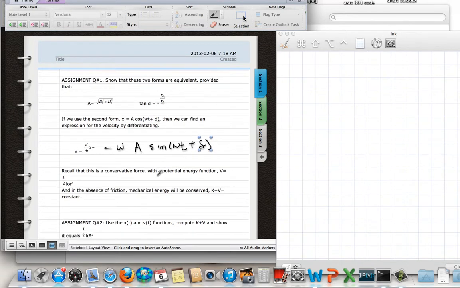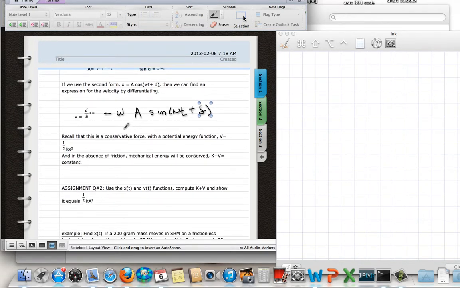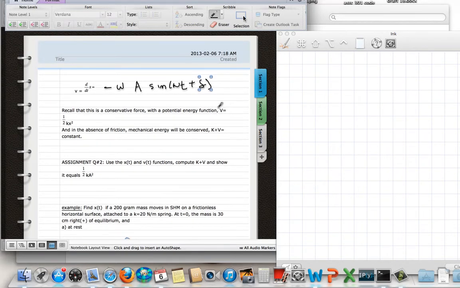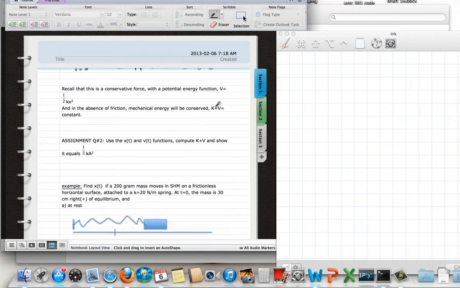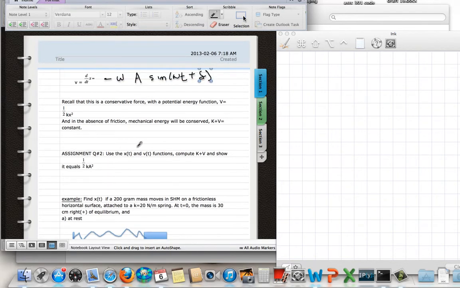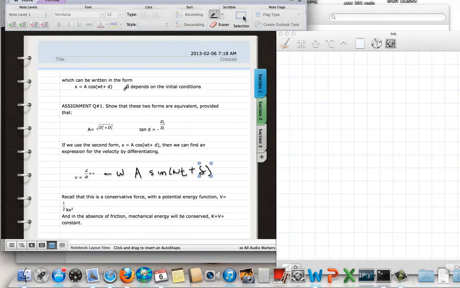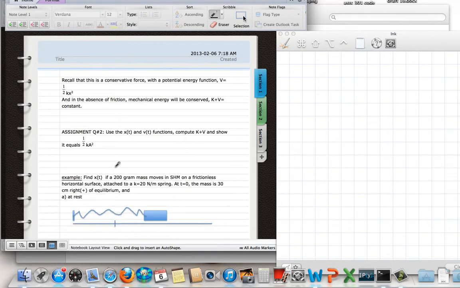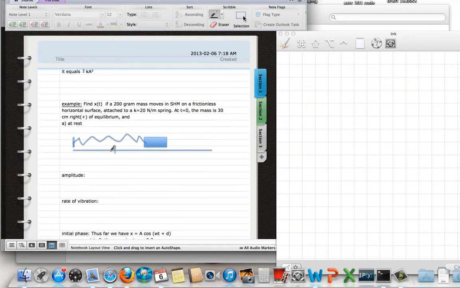Now, we will remind you that because the spring force is a conservative force, there exists a potential energy function. That function is 1/2 kx squared. And in the absence of friction, mechanical energy will be conserved. So the sum of the kinetic and potential energy should be a constant. So using the position and velocity functions, which are here and here, your task is to work out the total mechanical energy and show that it equals 1/2 k a squared. So show that it is indeed a constant.